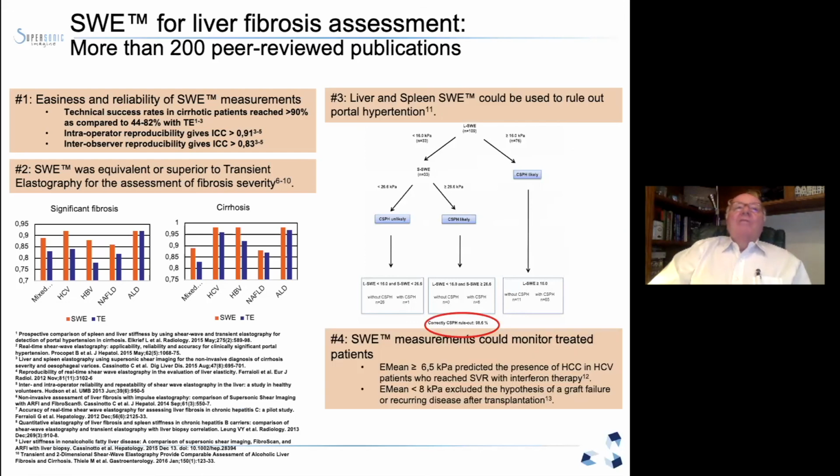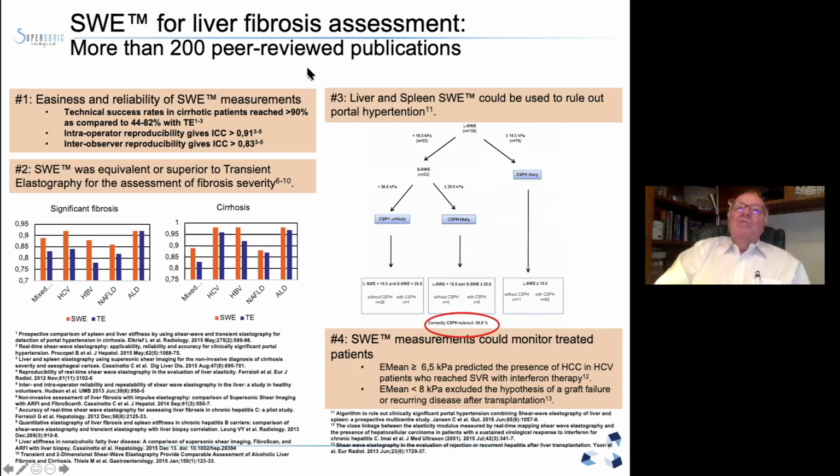So lots of papers have been published, more than 200 peer-reviewed publications, looking at the ease and reliability of shear wave measurement, comparing shear wave to FibroScan or transient elastography, where for different pathologies, orange is shear wave, blue is FibroScan, so it's equivalent or superior to transient elastography. By measuring stiffness in the liver and the spleen, that can be used to rule out portal hypertension, and shear wave elastography measurement could also monitor the patients under treatment.